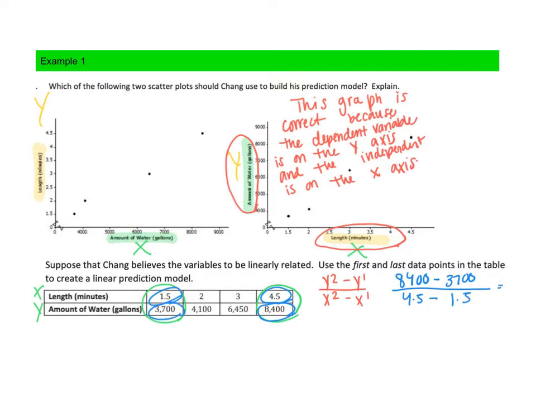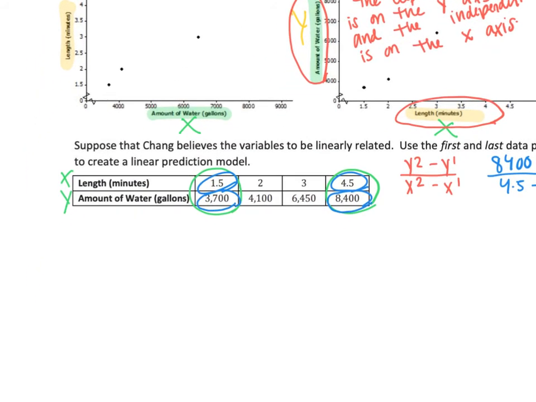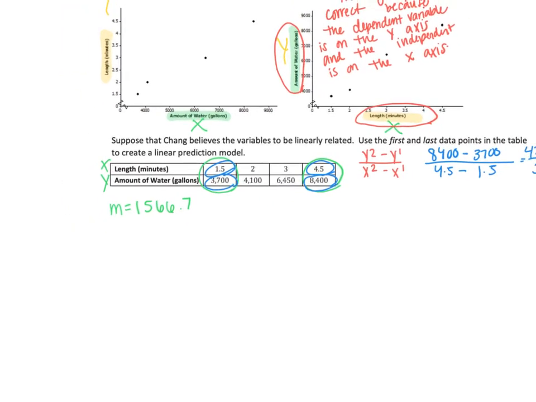8,400 minus 3,700 is 4,700. And 4.5 minus 1.5 is 3. All right, and when we reduce that value, when we do 4,700 divided by 3, we get a number that our m equals, we're going to round it off, 1,566. And I'm just going to round it to 0.7 because it's 0.6 repeating. Okay, so this is my m value, and now I need to find my b value.